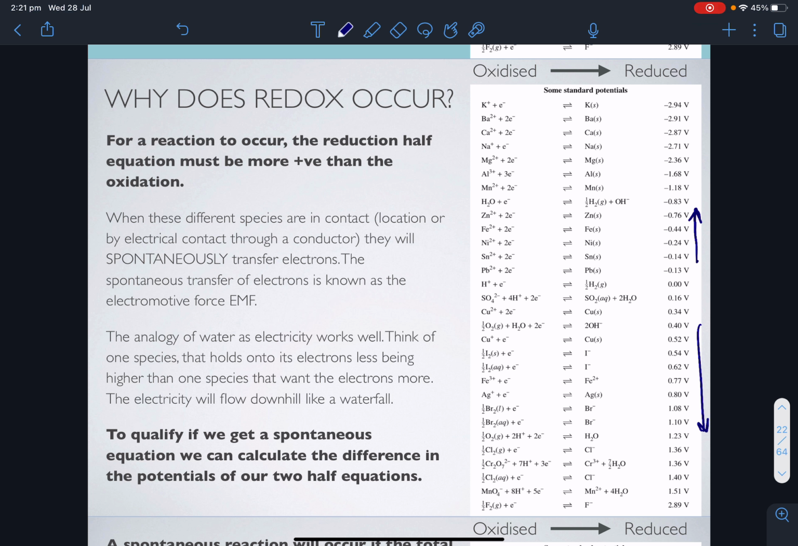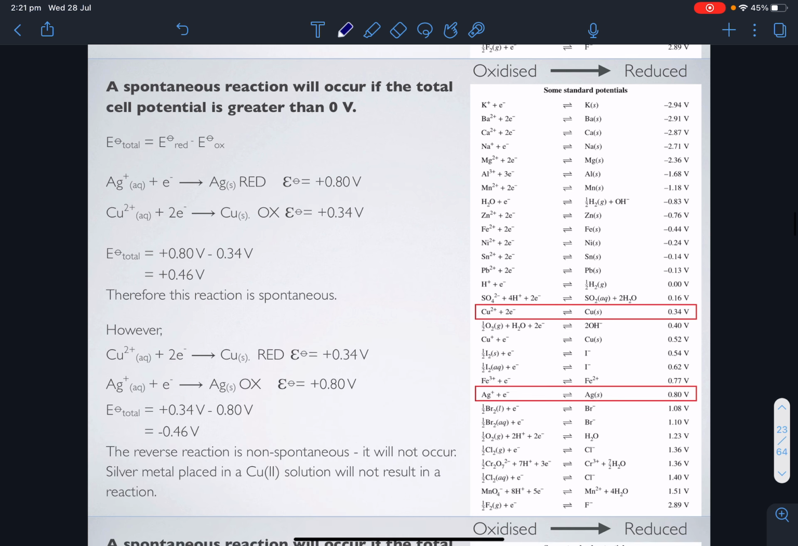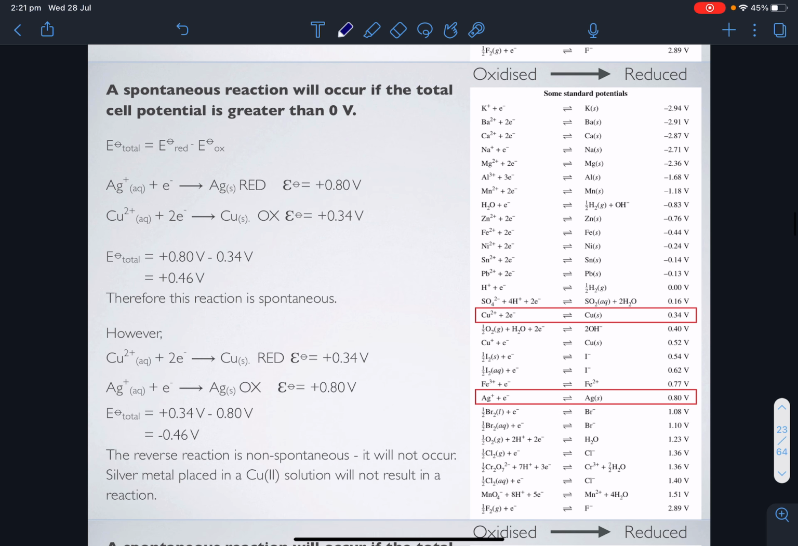So for spontaneous redox reactions to occur, we want something that is more positive in voltage in reduction, going with something that is more negative in voltage in oxidation. So if we calculate the differences between these voltages, it can tell us if it's going to be spontaneous or not. Here are some examples, just the examples that I've used earlier, and we've got a new formula here.